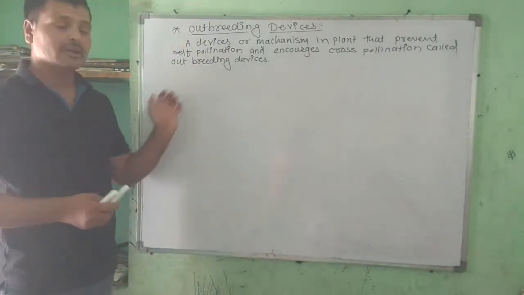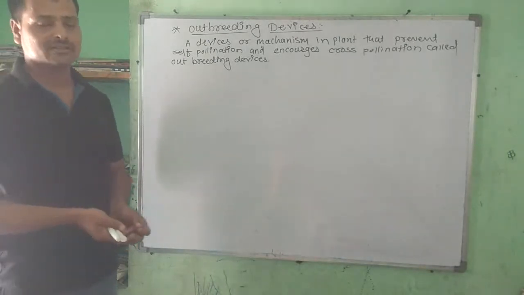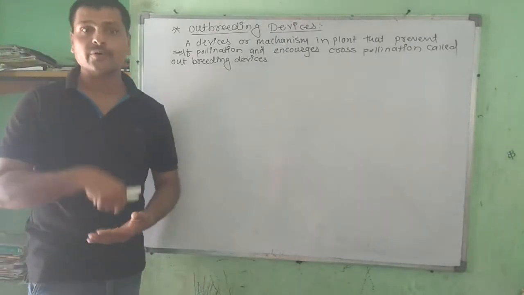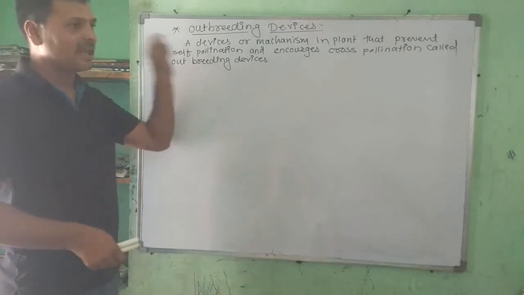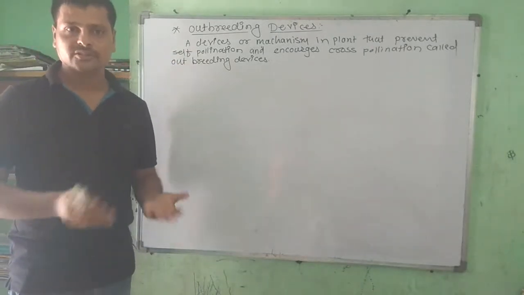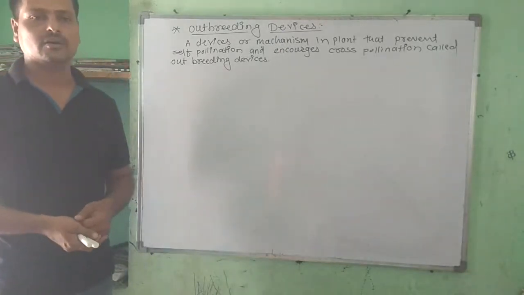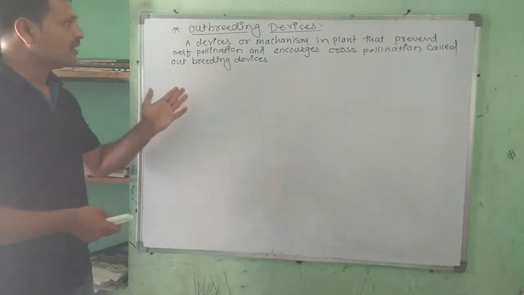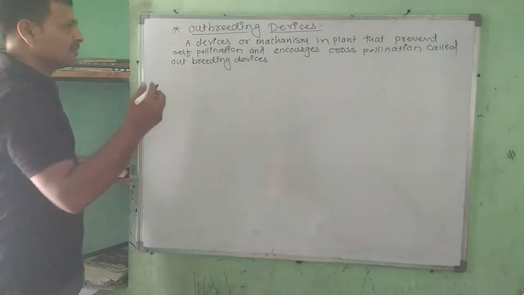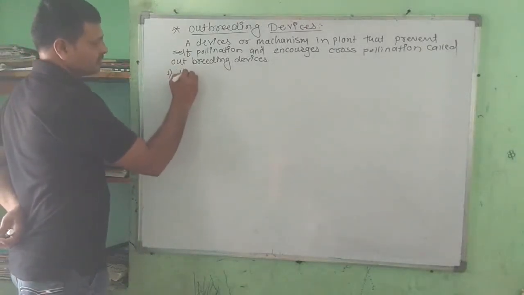Here we learn about some outbreeding devices. But what is the importance of outbreeding devices? When self pollination is avoided and cross pollination happens, it helps to encourage evolution and changes in the genetic material of an organism. So it helps to produce hybrids. Some of the devices: the first one is unisexuality.